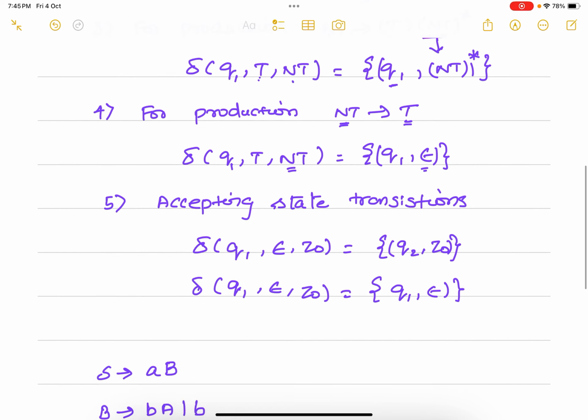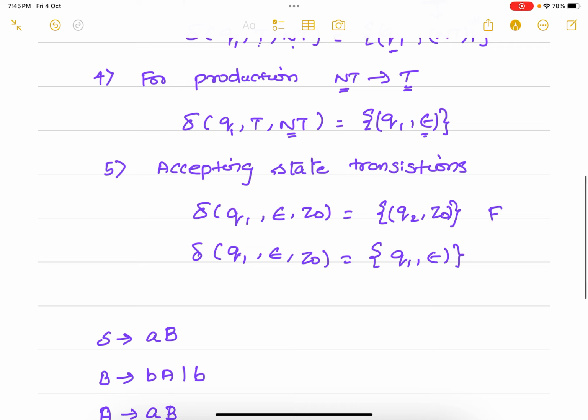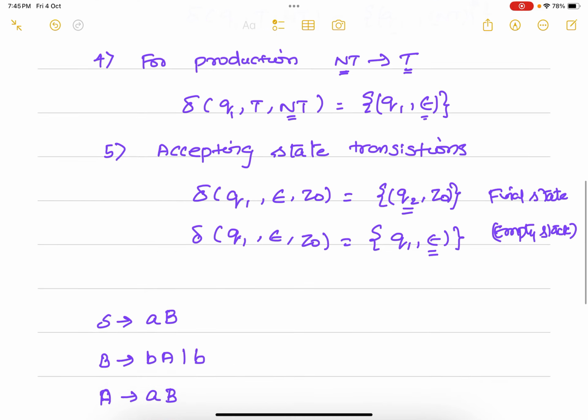And finally, we need to include accepting state transitions. There are two accepting state transitions: one is for the final state method, and another one is for the empty stack method. For the final state method, there is a state transition, and Q2 is the final state here. In the empty stack method, we are just emptying the stack. We are removing the bottom of the stack, so it is represented with the help of epsilon.